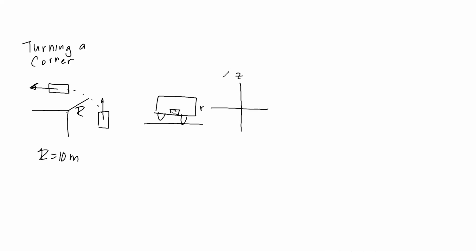So what's interesting about this example is that if we're moving in the circle, Newton's laws say that we have to be accelerating towards that corner. So we have an acceleration towards the corner, which means as we're following this car turning, F net has to be in the R direction.